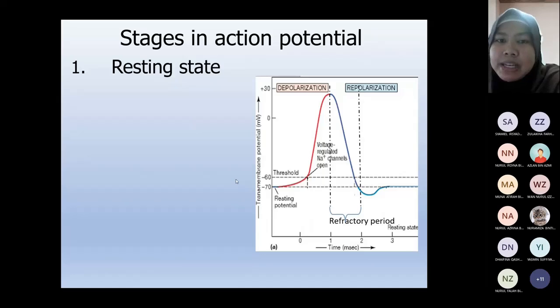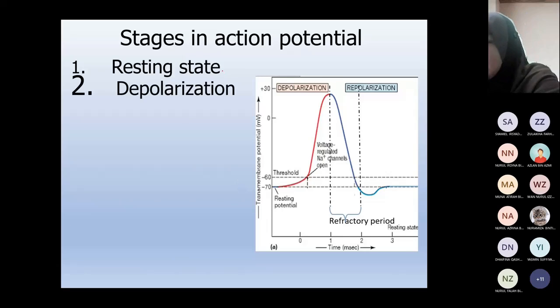Okay, so the first one is the resting state. So here is the resting state. Remember, resting state is the resting membrane potential. So at this point, the membrane is not producing any impulse, right? All ion channels are closed, all right?